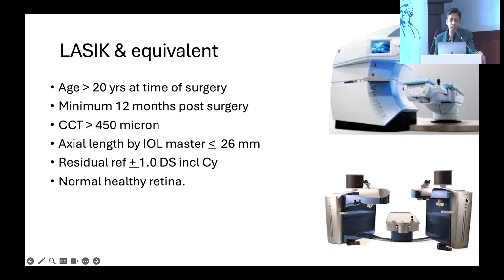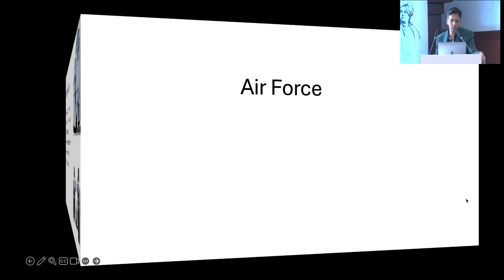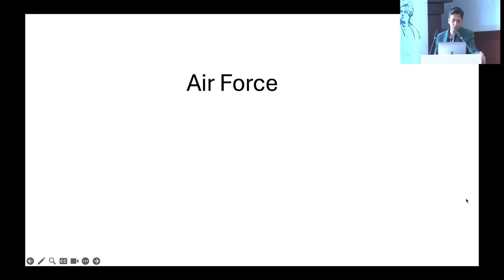Now, if an individual has undergone LASIK and equivalent, what should be the criteria that we should see in those patients? The age at the time of surgery should be more than 20 years. There should be a minimum of 12 months post-surgery. The central corneal thickness has to be better than 450 micron. The axial length by IOL Master should be less than or equal to 26 millimeters. Residual refraction should be plus minus 1 diopter sphere, including cylinder. And the retina should be normal and healthy. These are the criteria which one should look for.